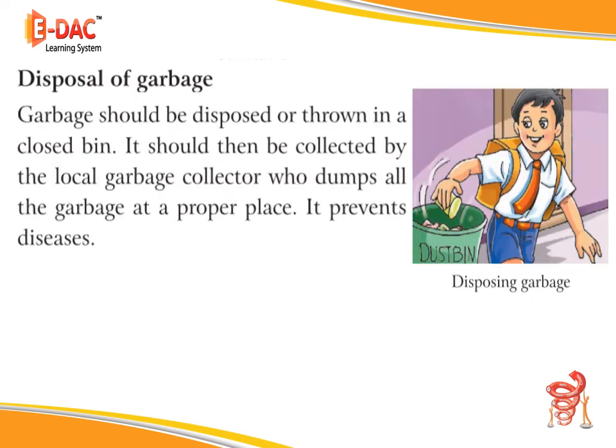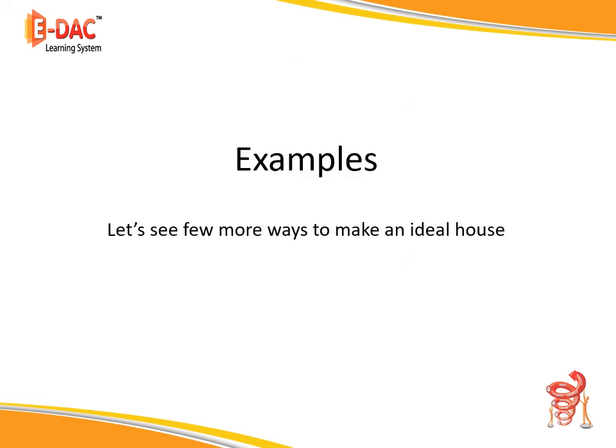One more characteristic we have is disposal of garbage. Garbage should be disposed or thrown in a closed bin. It should then be collected by the local garbage collector who dumps all the garbage at a proper place. It prevents disease, and this also makes a house an ideal house. Let's see some more examples to make a house an ideal house.